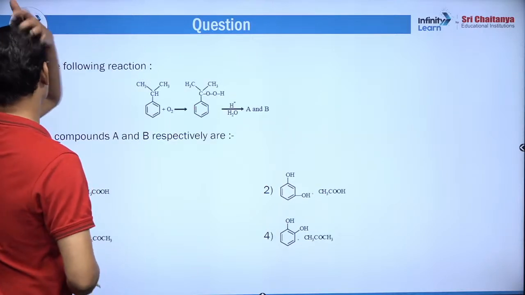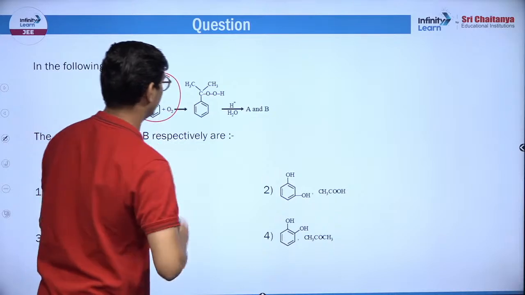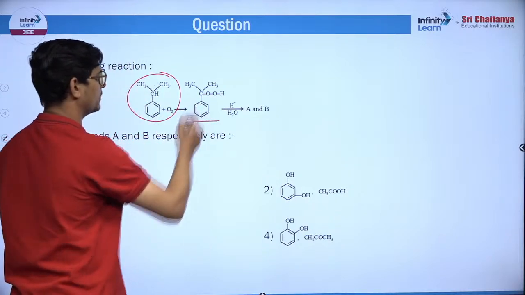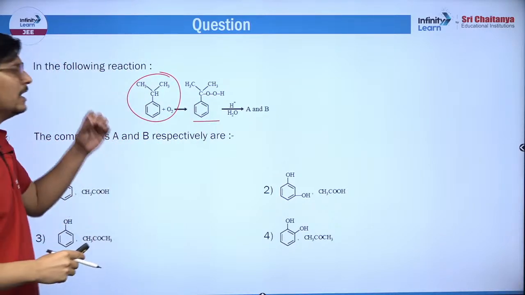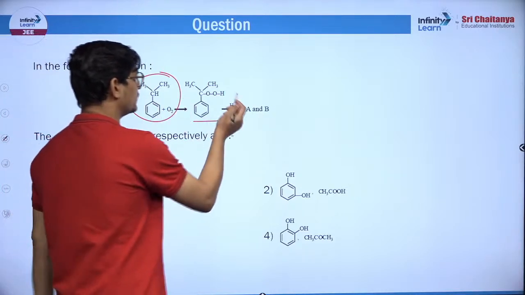In the following reaction, this is cumene, isopropyl benzene. It reacts with oxygen, aerial oxidation. It gives you cumene hydroperoxide. A very famous example. It's been asked many times over, right? So what happens now? There is a rearrangement, right?